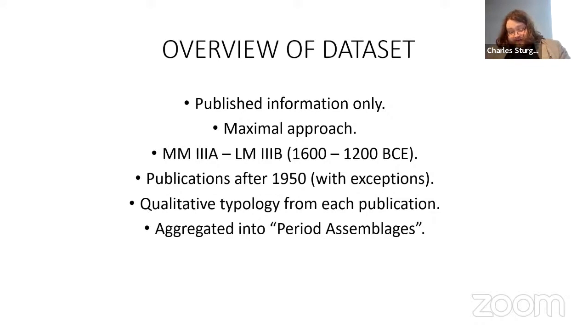These assemblages are defined by the presence or absence of ceramic types as qualitatively derived from various publications. We generally limited ourselves to publications after 1950, since earlier publications tended to be more vaguely illustrated or vague in their descriptions for inclusion. We then qualitatively examined the publication of Knossian pottery to build up our data set, entering each type into a presence or absence database.